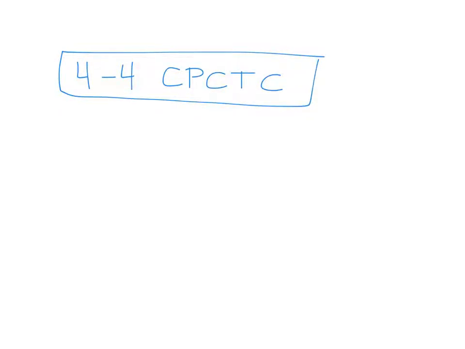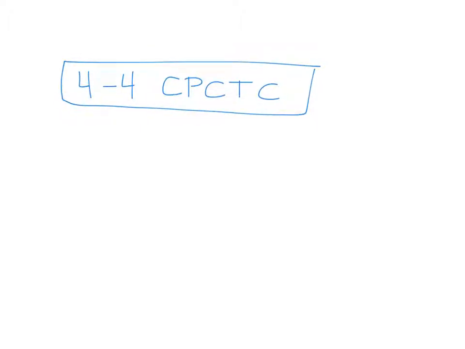So 4-4 takes us to a new level here, okay? So far, what we've been doing is all of the SSS, SAS, ASA, and AAS. When we use those, what are we doing? Proving what? Triangles congruent, right? These are triangle congruence postulates. Today, we take it a step past that.